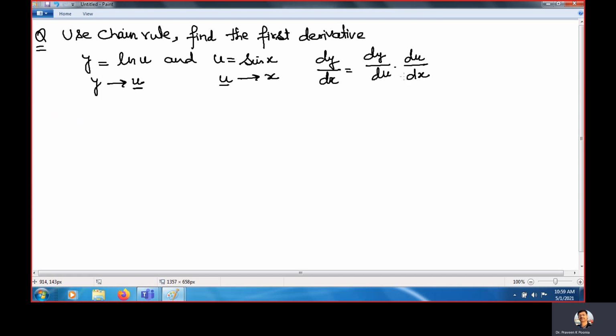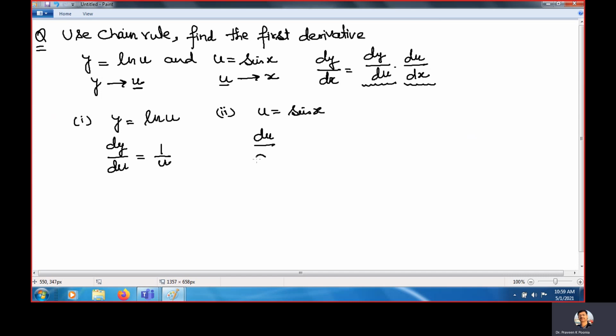This is clear. So first take the first formula. Y is equal to ln u. Find dy upon du. The derivative of the logarithmic function is 1 upon u. Then take the second formula, u is equal to sin x, and find the derivative of u with respect to x. The derivative of sin x is cos x.